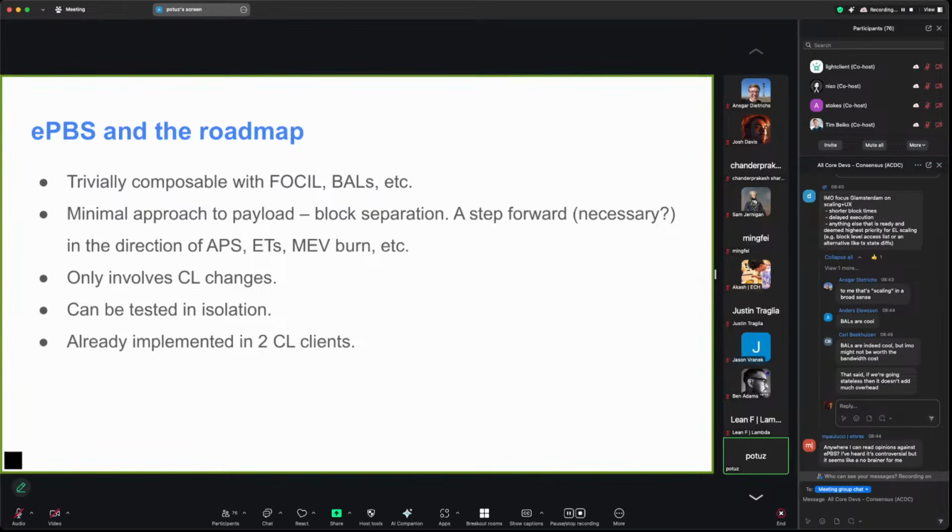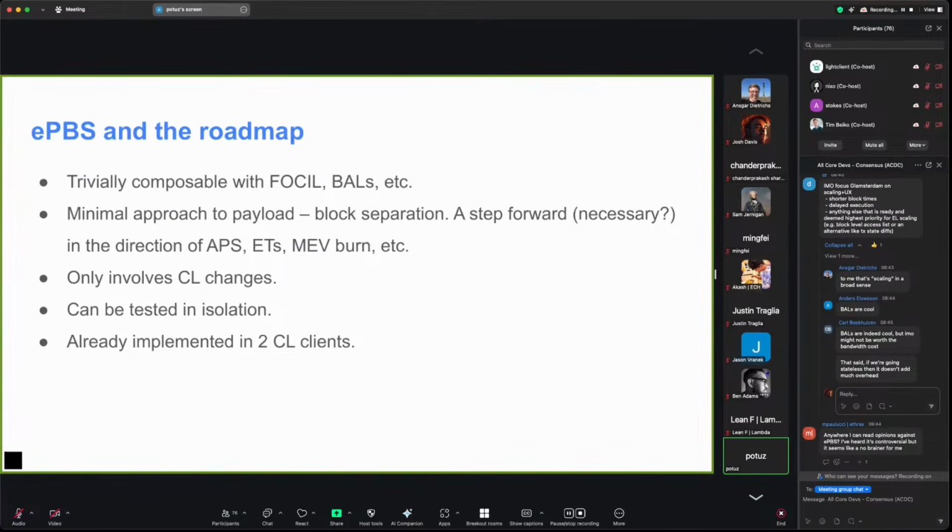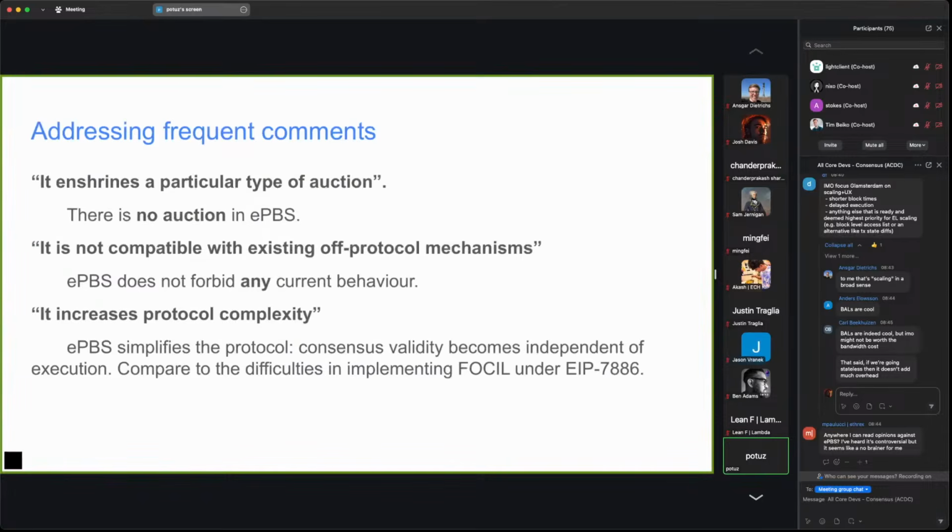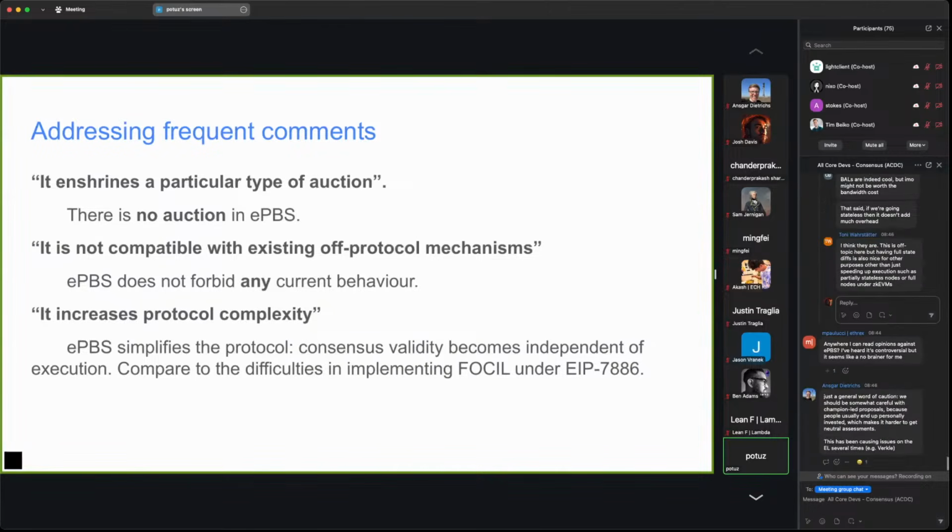It's already implemented almost completely. There are some simplifications that aren't included yet, but it's fully implemented in Teku and Prysm. And well, that's it. Let me just have this last slide with some questions that people typically complain about. There are many others, but these three I like. This is one that I get very commonly: it enshrines a particular type of auction, and it would give us this tech debt forever.